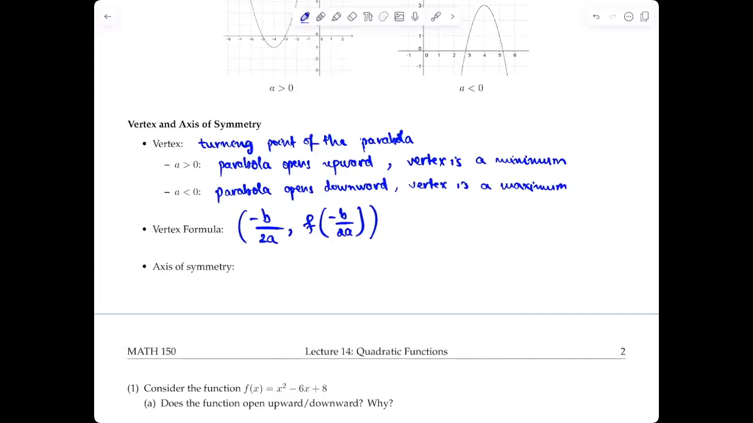With me on that? Okay, just the x value, just negative b over 2a. And you have the x value, substitute that into the quadratic function and get the y value. Then you have the vertex. You're okay with that?